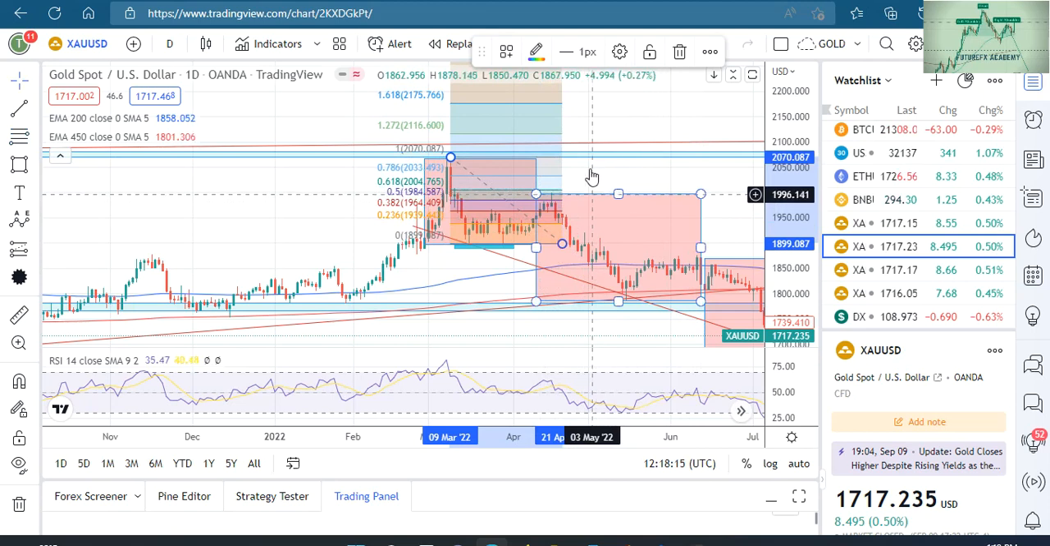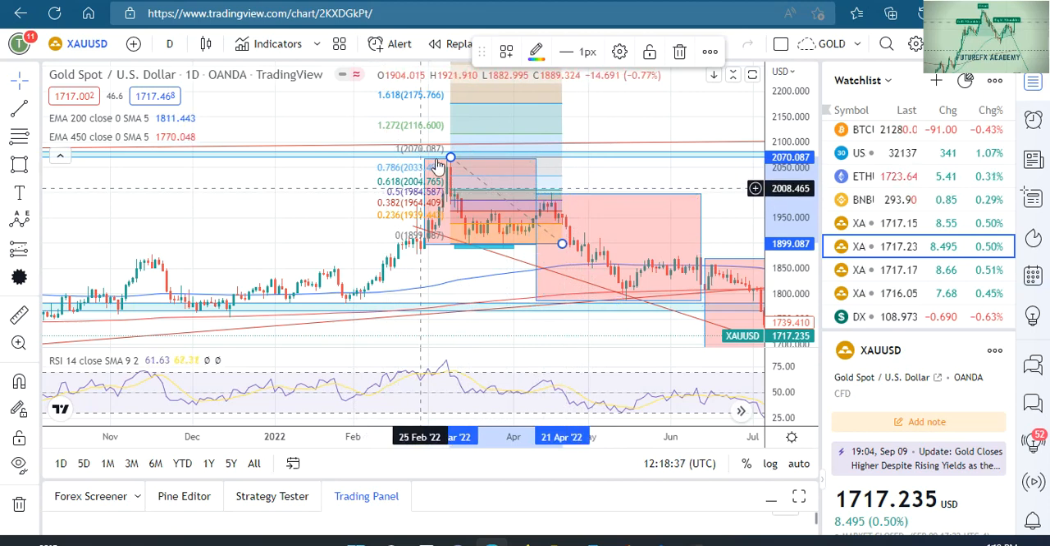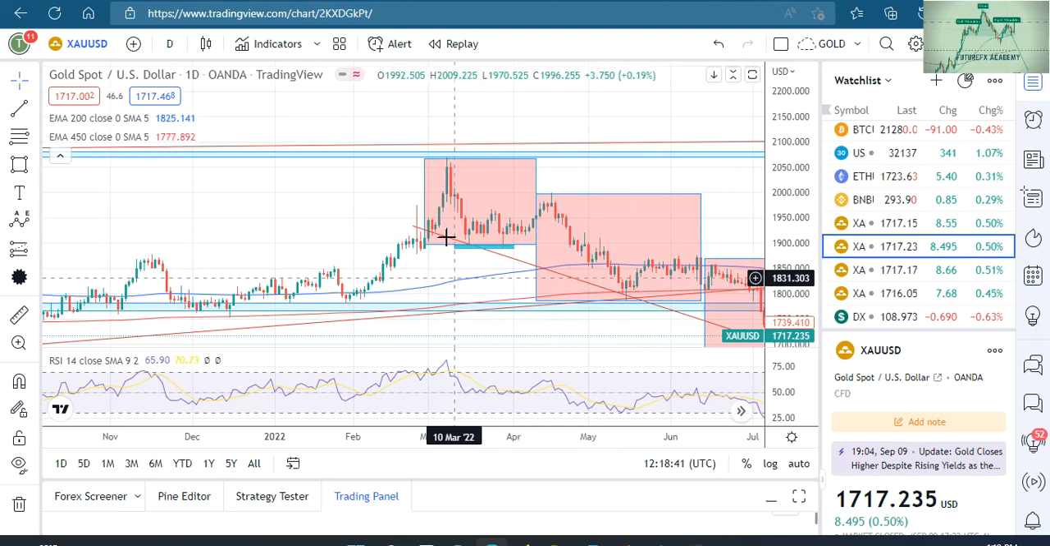It gives us approximately that's 50% Fibonacci retracement. You look at it, this is the price there around this 1997. So it gives us a Fibonacci retracement of 50%.